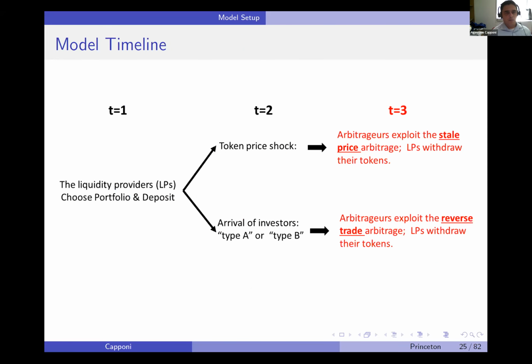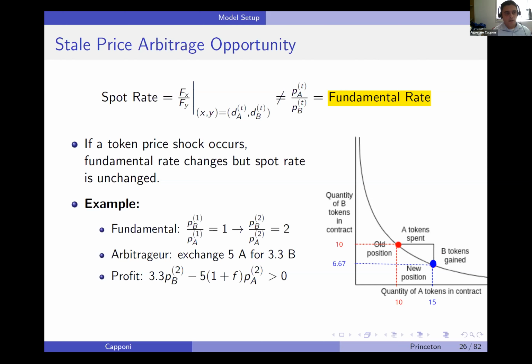So now let's go to the other part of the model, the period where there is an arbitrage. I first want to illustrate the two arbitrages that can take place. One is the so-called stale price arbitrage. The stale price arbitrage is essentially the fact that the fundamental exchange rate, which we can think of as the exchange rate of a crypto token for another outside of this automated market maker, might change, because there is some positive news about one token or negative news about a token, which leads to a change in the exchange rate.